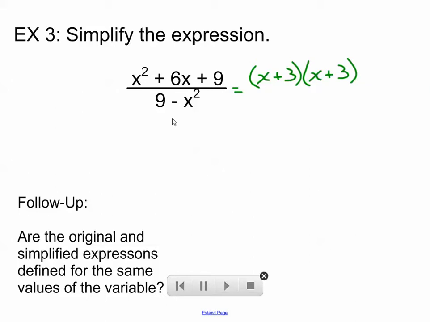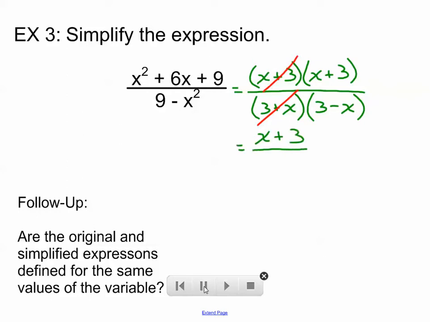On the bottom, I see a perfect square minus a perfect square. So that's the difference of squares, or the sum and difference pattern. So that would be 3 plus x times 3 minus x. Then I'm looking at common factors in the numerator and in the denominator. Here's x plus 3. Here's x plus 3. Those will cancel out. And we're left with x plus 3 over 3 minus x. And we have simplified the original expression.